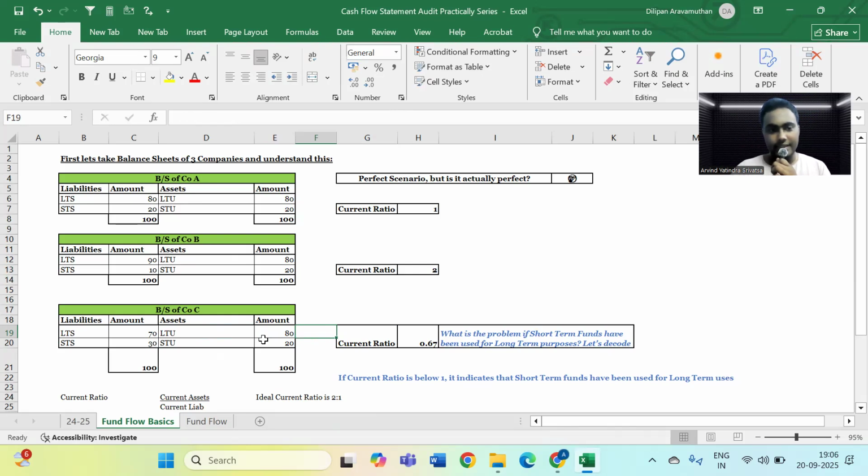So this is a reverse case in the sense that my short-term sources have been invested for long-term use. This is a problem, guys. Why is it a problem? Just pause the video for a moment and think about it. In case you're not able to figure it out, it's perfectly fine. I'll tell you the answer.